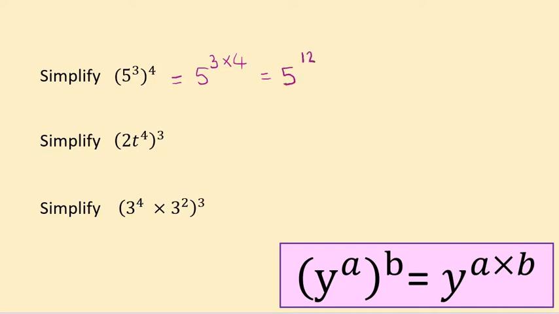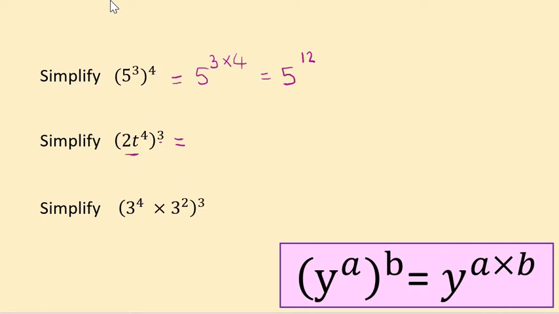Second one. Now this one's a bit different because we've got a number in there and a letter, so we've got 2t to the 4 all cubed. First thing we're going to do, now this is similar to last lesson when we were looking at multiplying with numbers and algebra, we're going to deal with them separately. So I'm going to deal with that 2 first. I'm going to do 2 cubed. There's everything inside the brackets cubed. I'm going to do 2 cubed, and then I'm going to times it by the t to the 4 cubed.